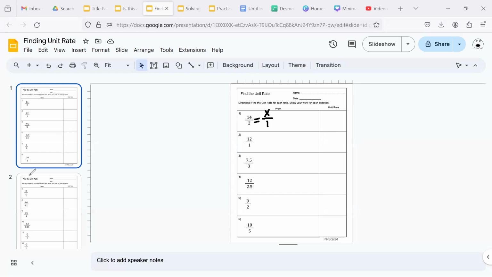What I like to have my students do for unit rate is they just go ahead and divide by the denominator, which is the number in the bottom. So we're going to make a new fraction and we're going to say 2 over 2 because that is what is in the denominator. So 14 divided by 2 is 7 and 2 divided by 2 is 1. So our unit rate is 7 over 1.